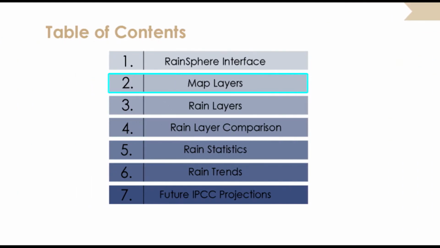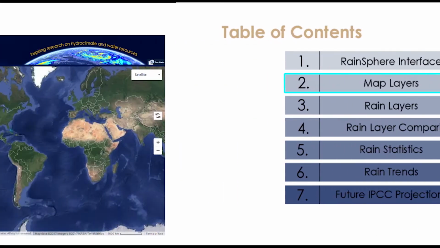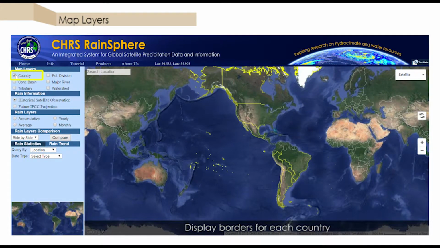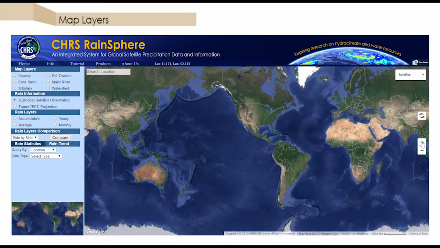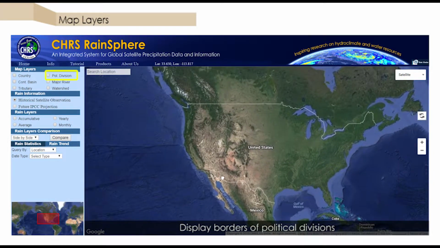Several varieties of map layers are available to aid in data viewing and selection. For human-defined boundaries, we can display country borders, or at the finer scale, we can display other political boundaries such as states and provinces.